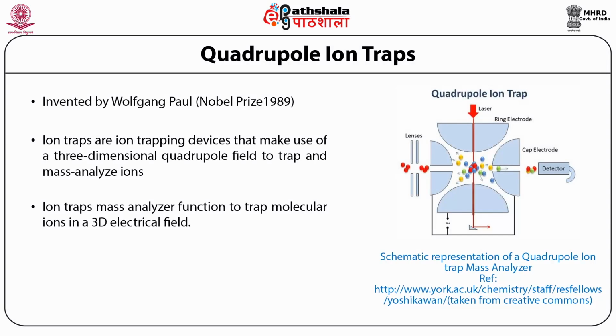Quadrupole ion trap mass analyzers. This analyzer also works on the same principle as the quadrupole analyzers mentioned before. It uses an electric field for the separation of the ions. The analyzer is made up of a ring electrode with grounded end caps at a specific voltage. Please see the figure given in the slide.